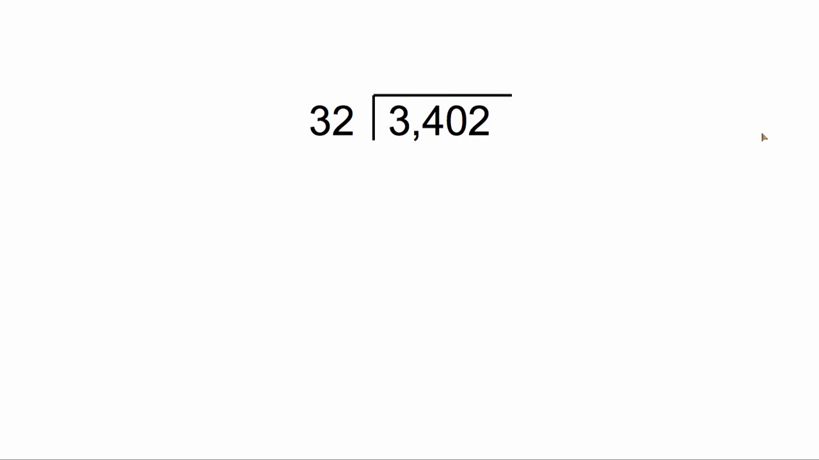3,402 divided by 32. The first thing we're going to do is put our parking spaces. We're going to start with divide. How many times can 32 go into 3? It cannot, it's too small. How many times can 32 go into 34? 32 can go into 34 one time. 32 times 1 is 32. Subtract, and you're left with 2.